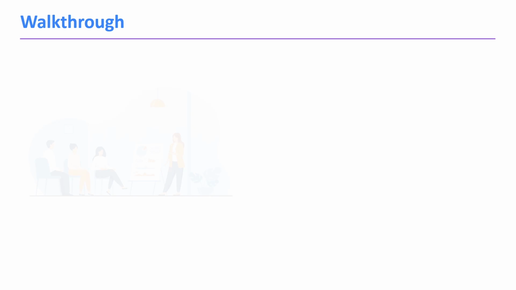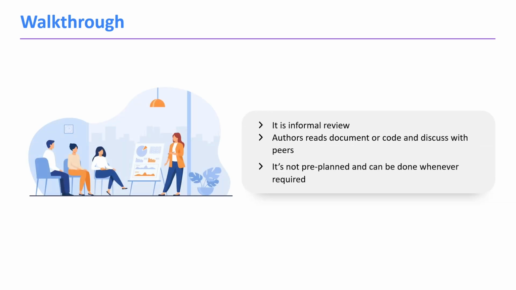Next is walkthroughs. So a walkthrough is an informal type of review where the author reads the document or code and discusses it with peers. It is not pre-planned and it can be done whenever it's required or whenever it is necessary.